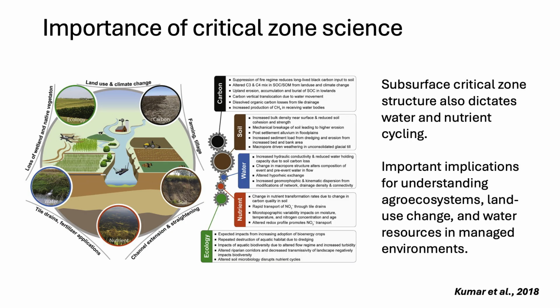Another important aspect of critical zone science is thinking about managed and agricultural systems. This is a nice diagram from Kumar et al. 2018. They emphasize the importance of understanding these subsurface processes when we're thinking about water and nutrient cycling in agricultural and managed landscapes, which have important implications for understanding the productivity of these agroecosystems, how these systems respond to land use change, and also water quality and quantity in these managed environments.